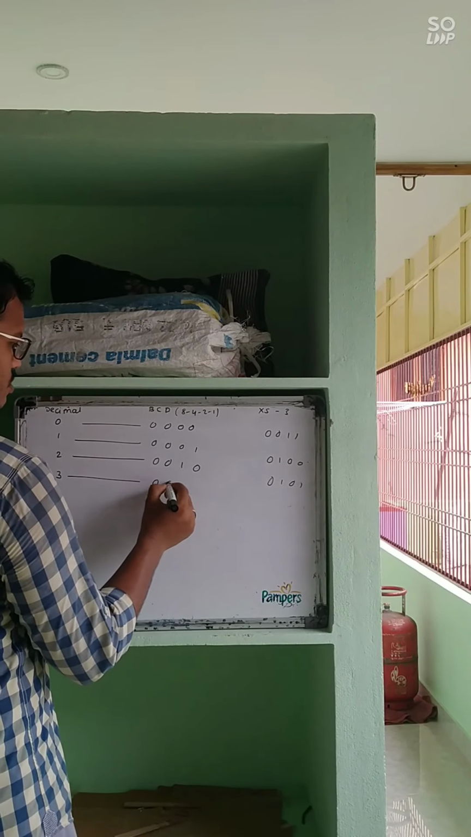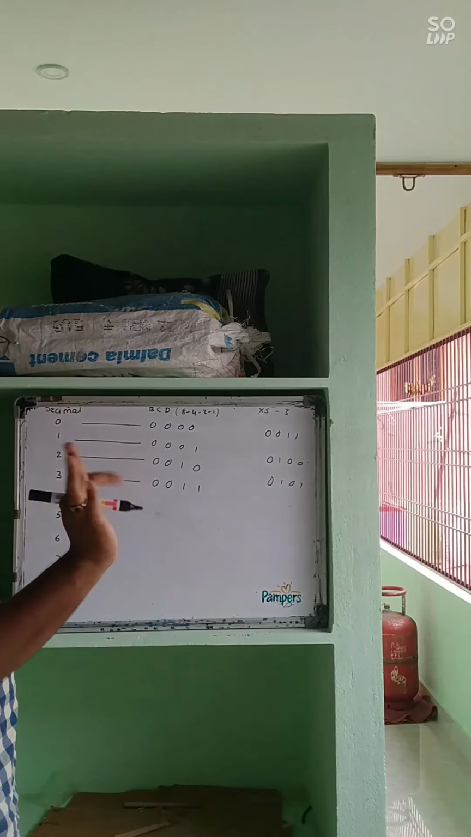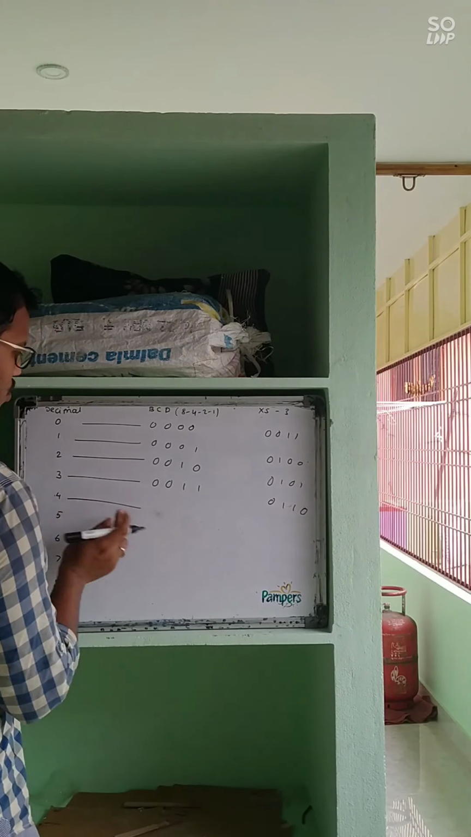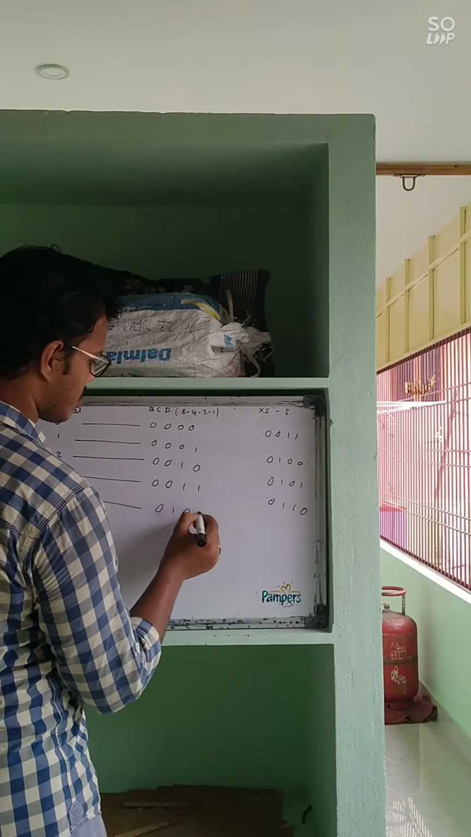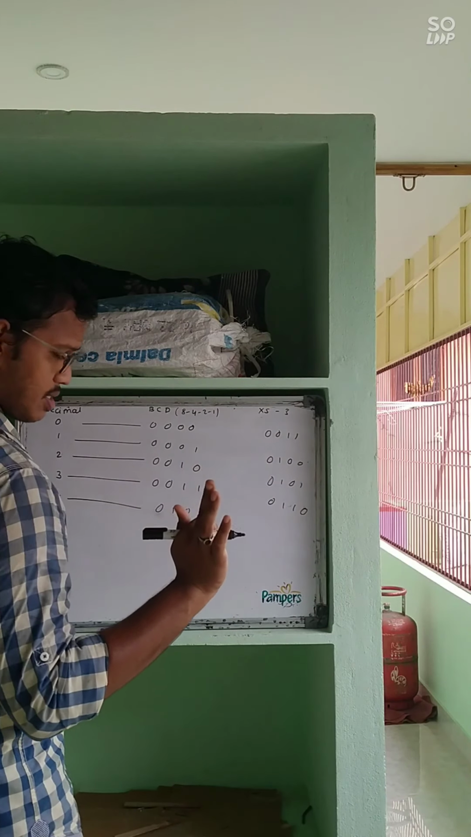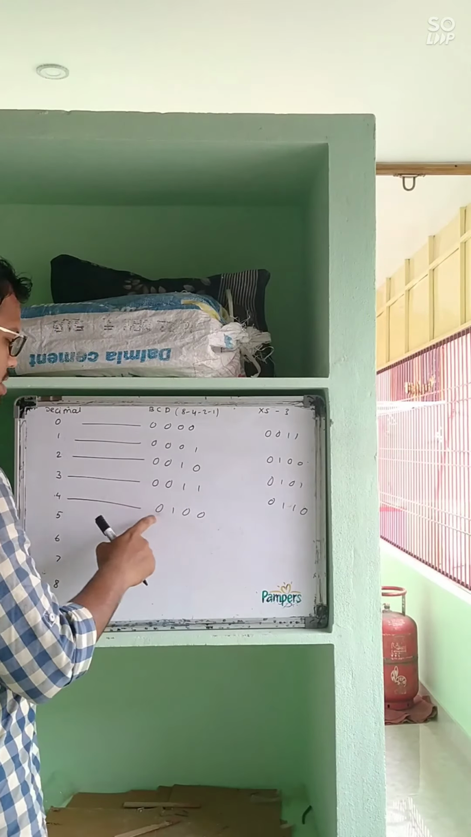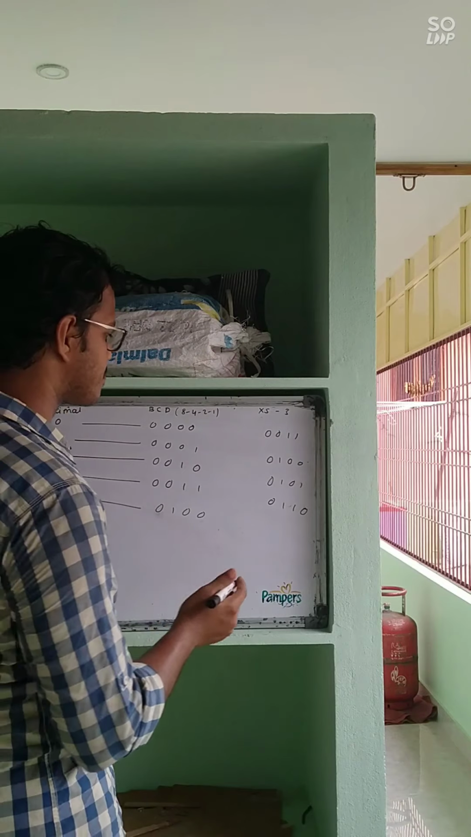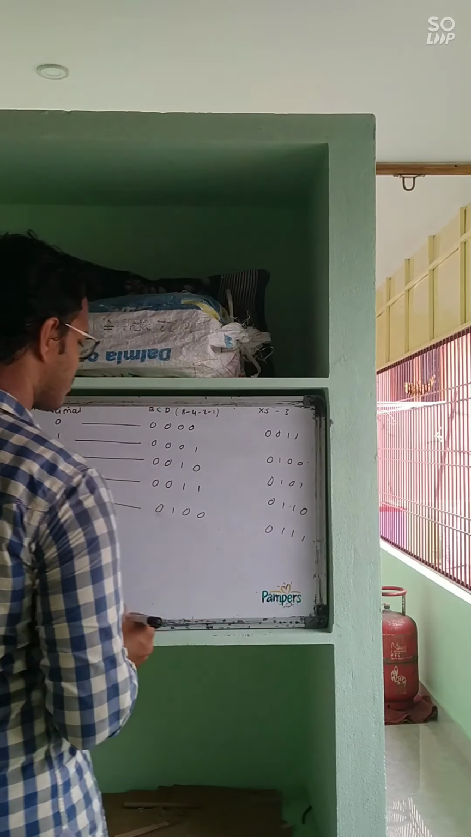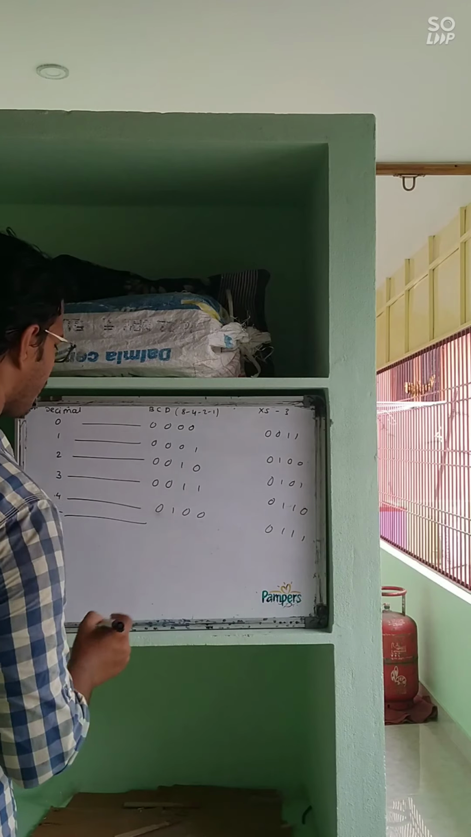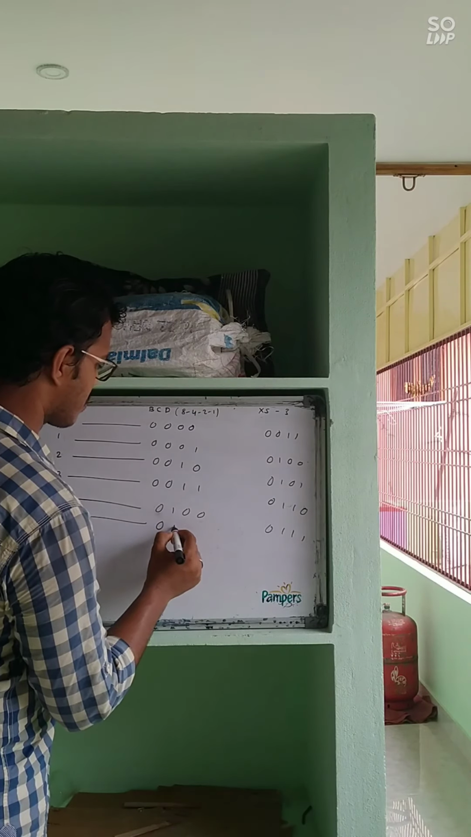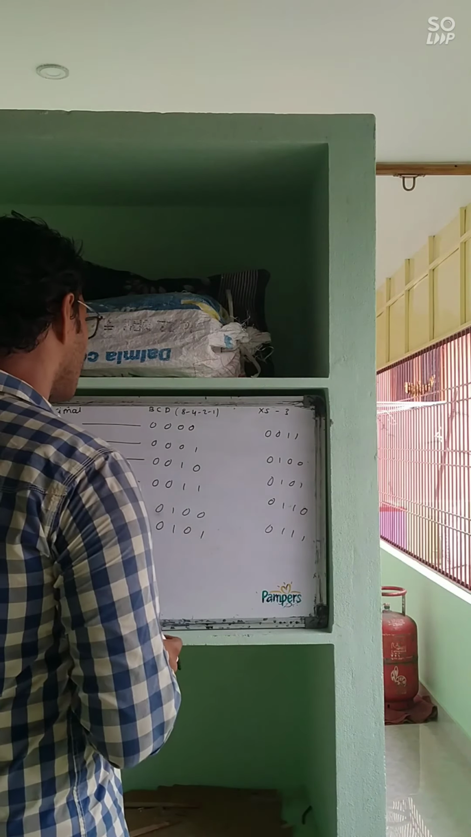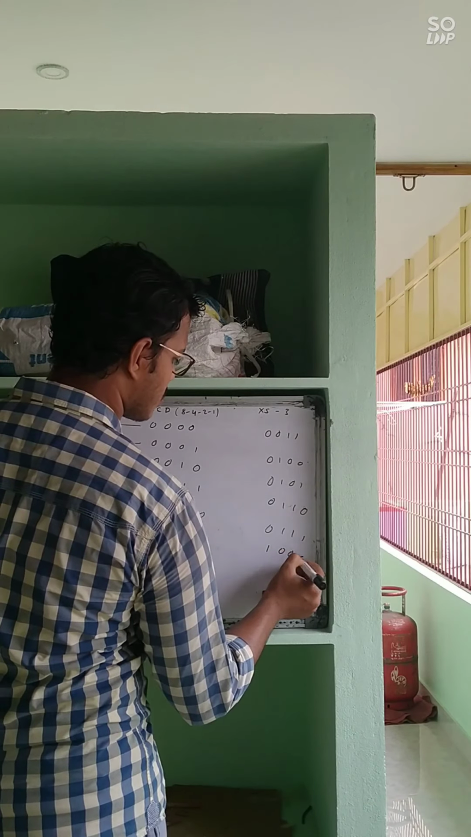If we add 0 0 1 1, 3 plus 3 means 6, 0 1 1 0. 4 means 0 1 0 0. 4 plus 3 means 7. 7 means 0 1 1 1. 5 is 0 1 0 1. 5 plus 3 means 8. So 8 means 1 0 0 0.